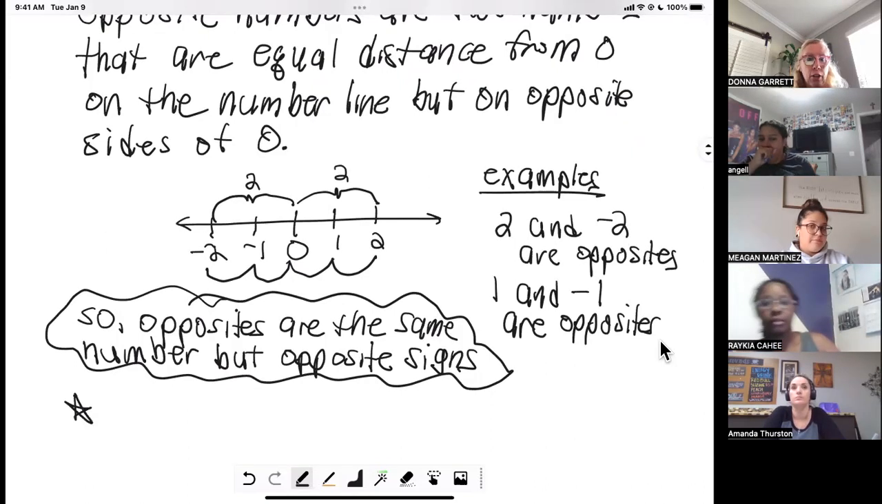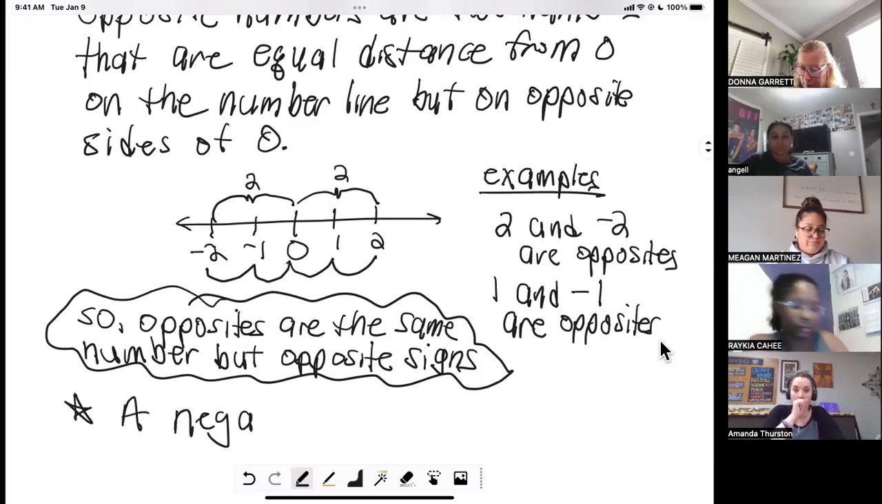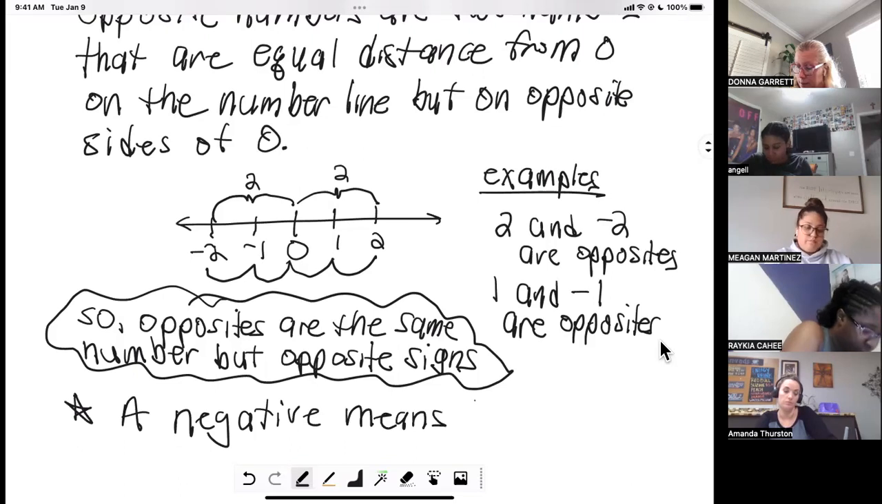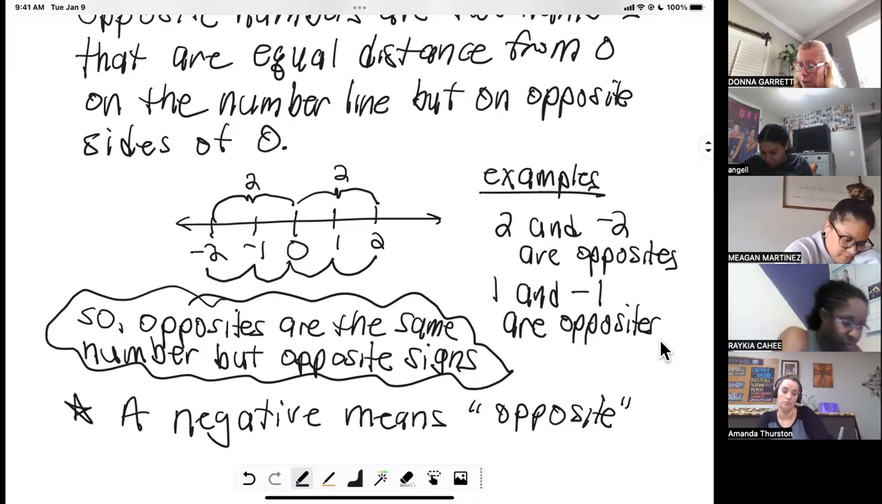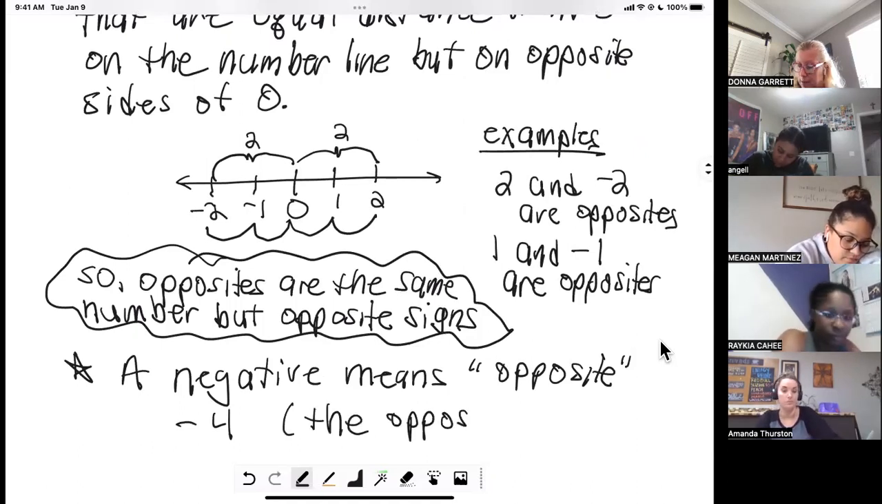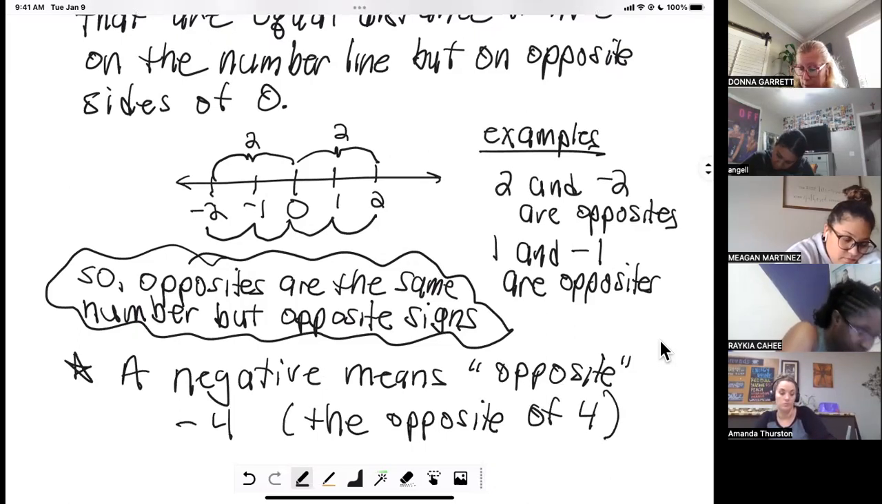This is maybe something that you haven't realized before, but in many different ways, negative means a lot of things, but negative also means opposite. So when I write -4, I am writing the opposite of 4. That's what a negative represents, the opposite of 4. It just means 4, but going the other way on the number line, in the opposite direction of 4.